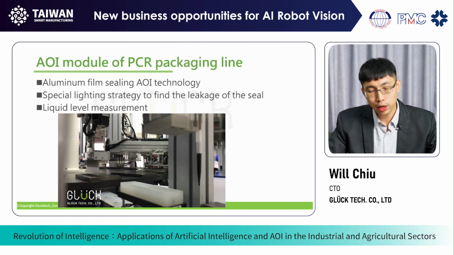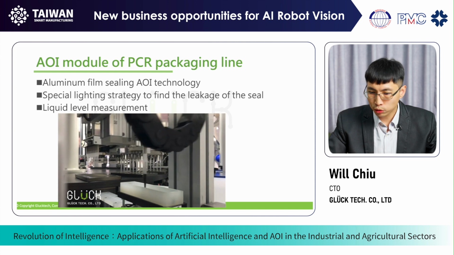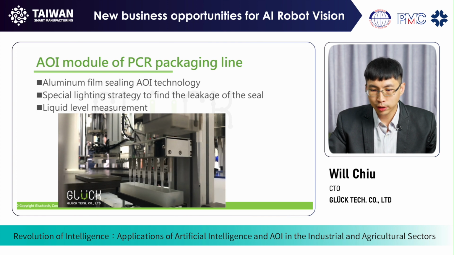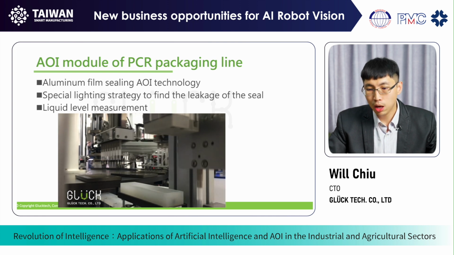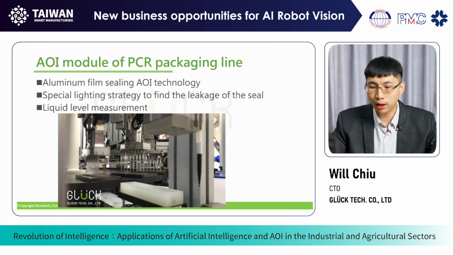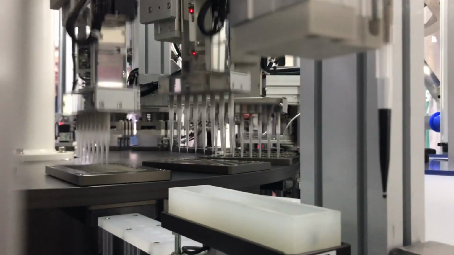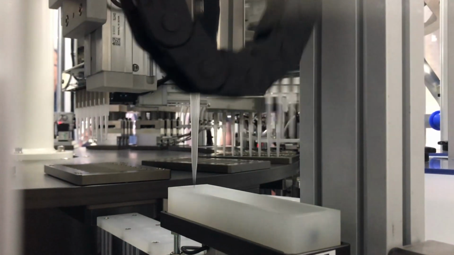Next slide is a very useful system. The AOI module of the PCR packing line. During the pandemic, we also assisted a PCR production line with the quantity monitoring of aluminum film sealing. We used the spatial lighting strategy to find the leakage of the seal and ensuring uniform liquid level of the reagent. You can see the video. It is the PCR manufacturing packing line.